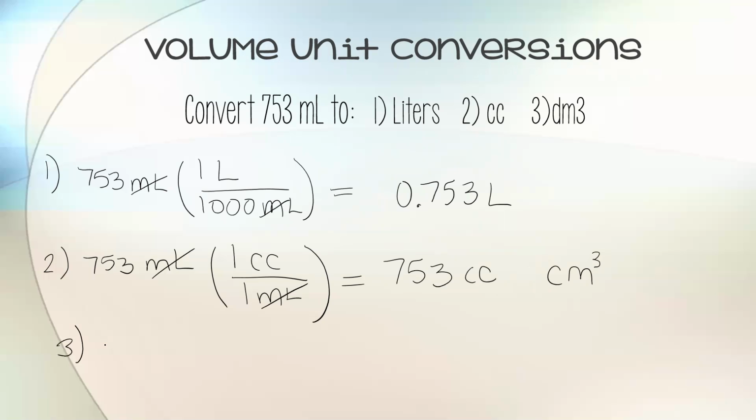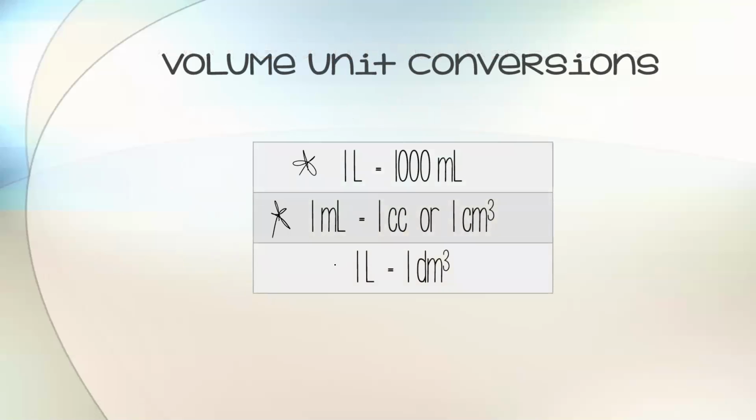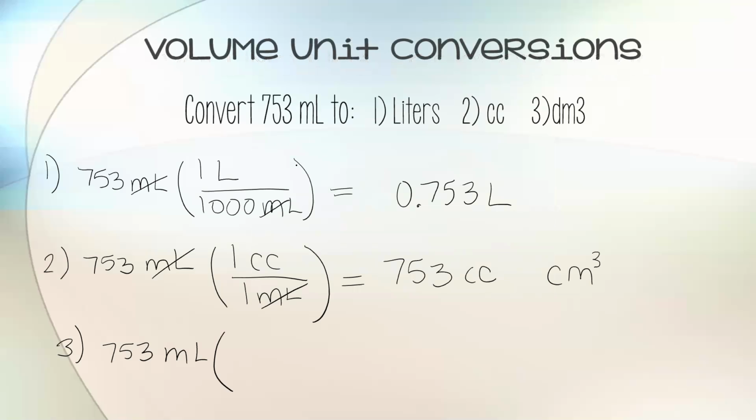And the third one, I'm taking 753 milliliters, and I am converting to decimeters. And this should be to the third power. That's my fault. So going back, 1 liter equals 1 decimeter. I need that one, but I also need 1 liter equals 1,000 milliliters. I have 2 conversions now. So I first have to go from milliliters to liters because there's no conversion that takes me directly to decimeters from milliliters. So I do this first.